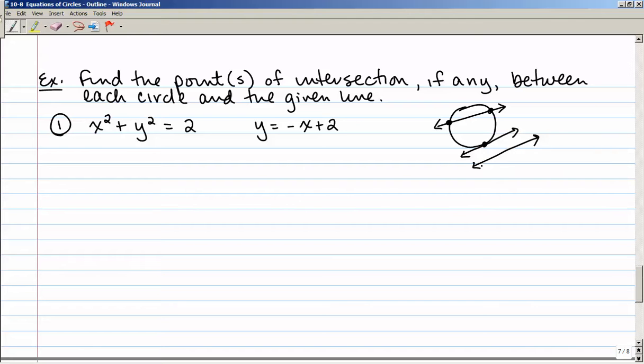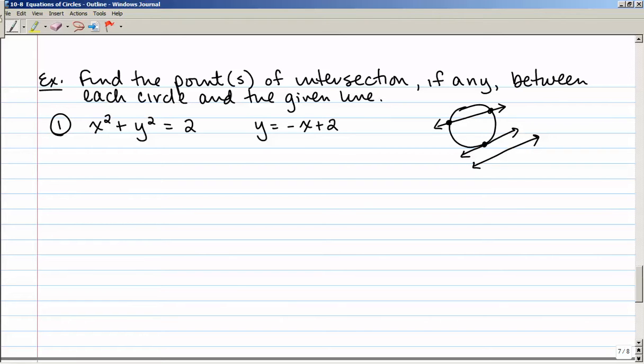So basically what we're going to be doing here is solving a system of equations. I have an equation that's the equation of the circle, and then I have another equation that's the equation of the line. When I solve that system, if I get two answers, I know that it will intersect in 2 points. If I get one answer, it will be a tangent line, and if I get no solution, then the line is completely outside the circle.